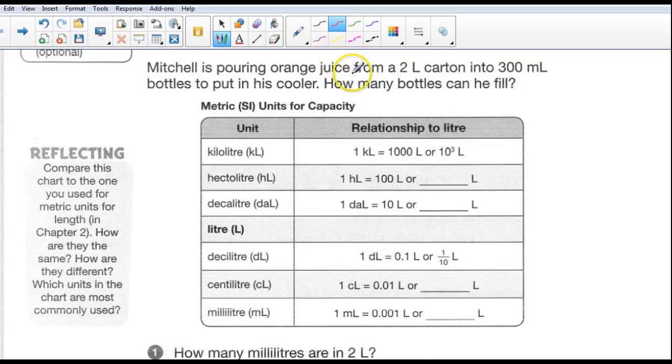Okay, so let's work on this. Mitchell is pouring orange juice from a 2-liter carton. Okay, you know what a 2-liter carton is? That's usually the standard size that you're going to buy orange juice at the supermarket. He wants to pour the 2-liter carton of orange juice into 300 milliliter bottles to put in his cooler. How many bottles can he fill?